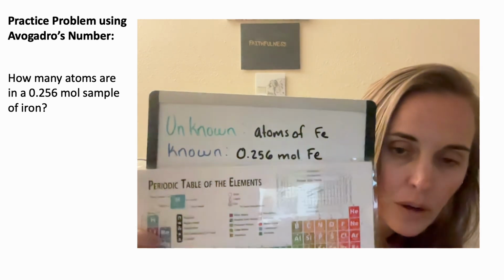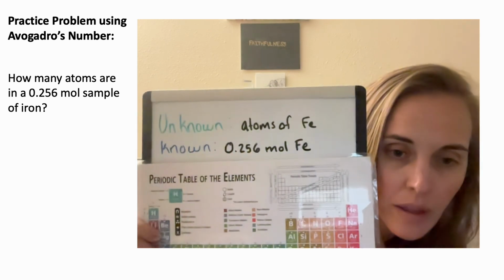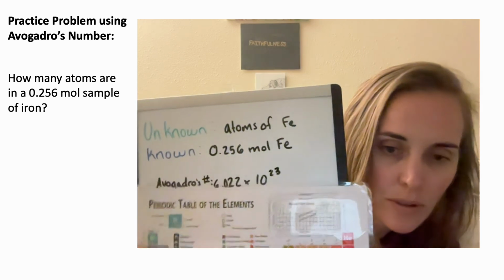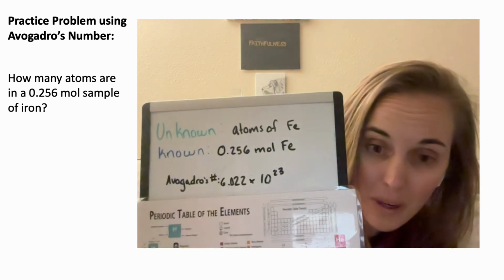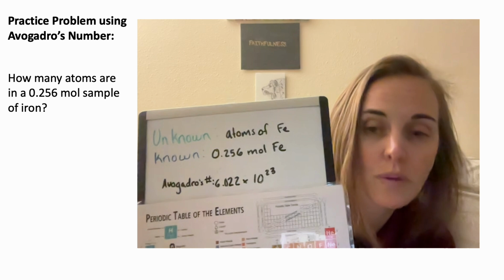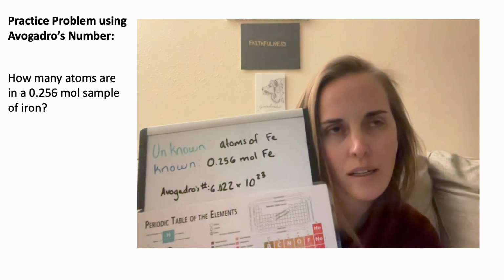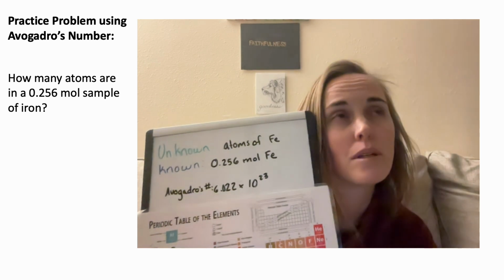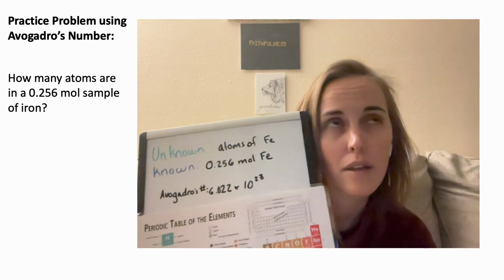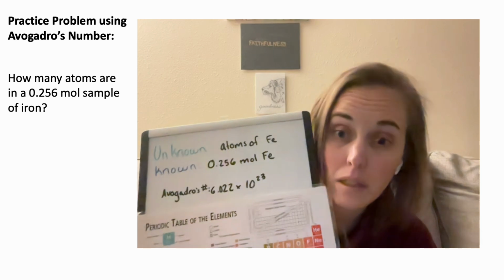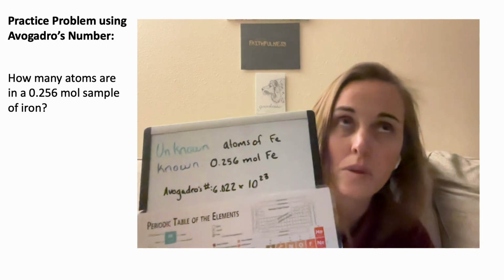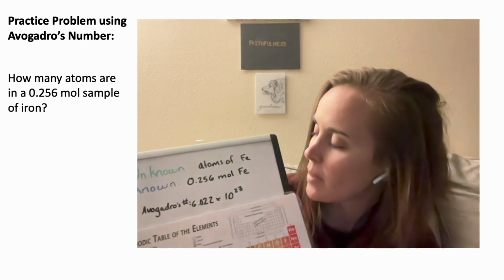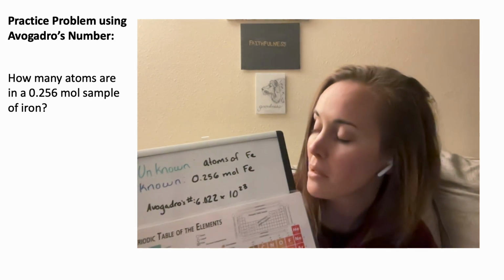Now, what do we know? Well, we know that there is 0.256 moles of iron, and we also know Avogadro's number, 6.022 times 10 to the 23rd. And you're like, how do I know that? And it's like, because you memorize it, because you think about it day and night. Because when you think about chemistry and you think about the amount of hours you want to spend on chemistry, you're like, oh man, I wish it could be like 6.022 times 10 to the 23rd. Or maybe that's how much you don't care about chemistry.